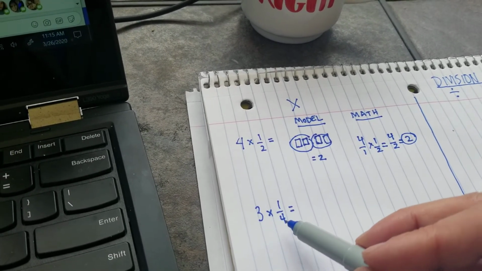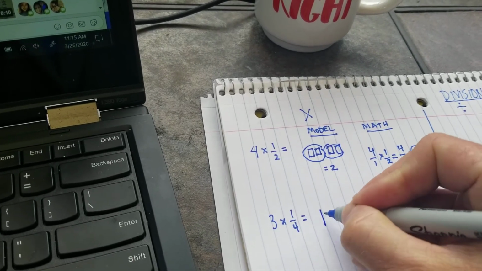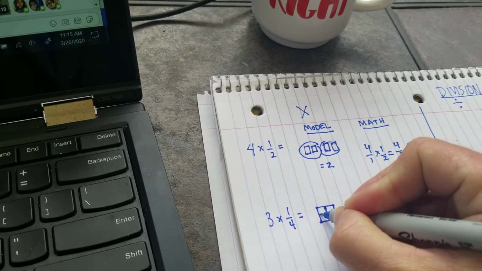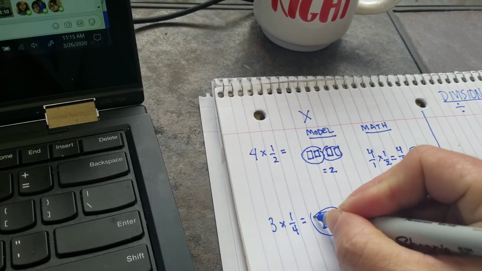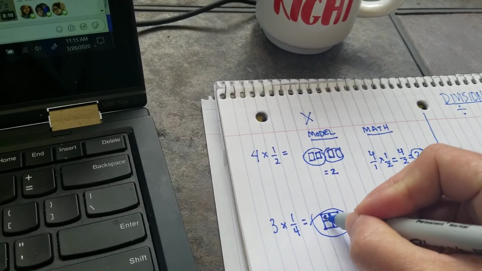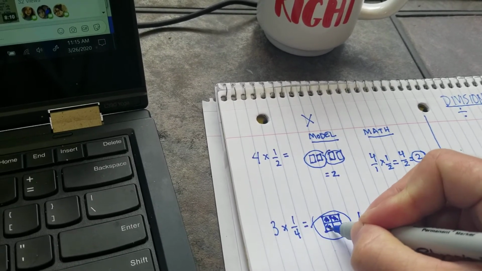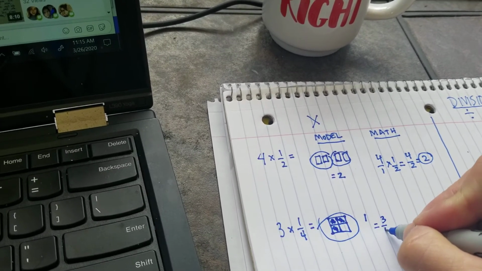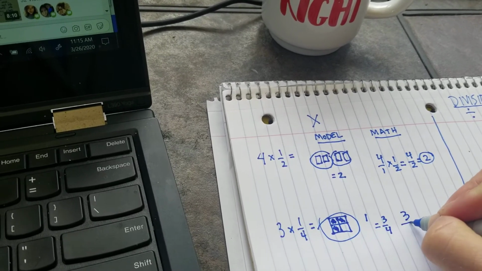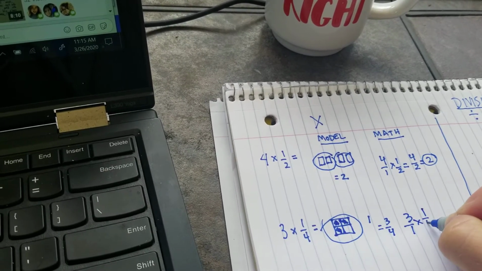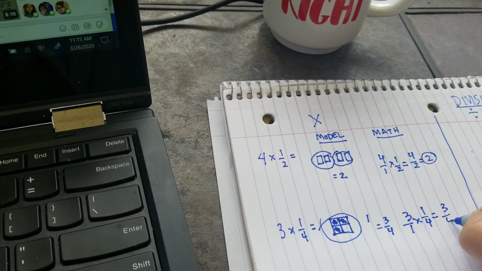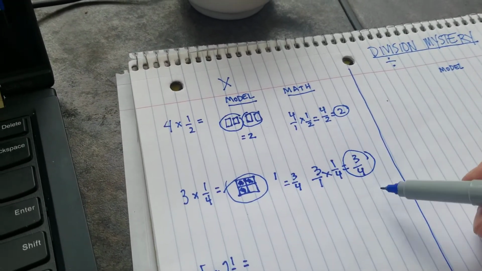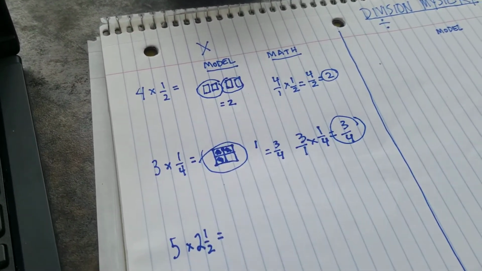But what if I had 3 groups of 1/4? Well, let's draw this a little differently, because 1/4s are harder to envision. So let's draw 1 whole here. This is 1 whole. And let's show that this is 1/4, and this is 1/4, and this is 1/4. So if I had 3 groups of 1/4, I would have 3 fourths. And again, if we were to write the math out like we are experts at now, we would get the same answer. Those two should feel pretty easy inside your brain.